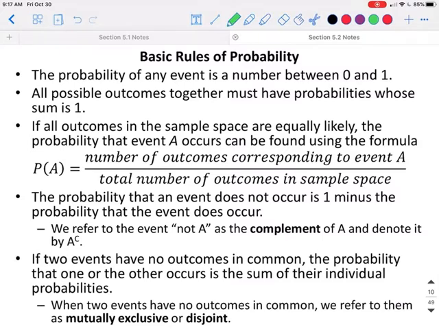in our sample space. The probability that an event does not occur is 1 minus the probability that it does occur. We refer to this event of not A as the complement of A, and we write that as A with a little c above it, so it's the complement of A. If two events have no outcomes in common, the probability that either of those occur is the sum of the two individual probabilities. When two events have no outcomes in common, we call them mutually exclusive or disjoint events.